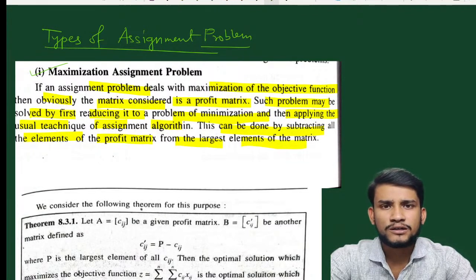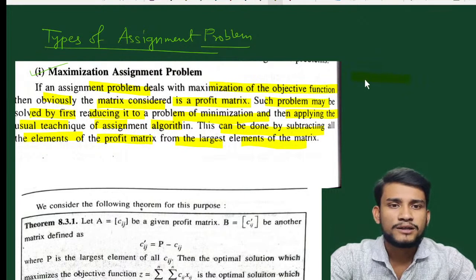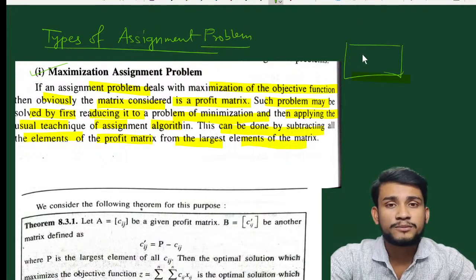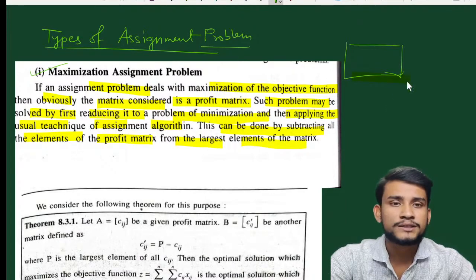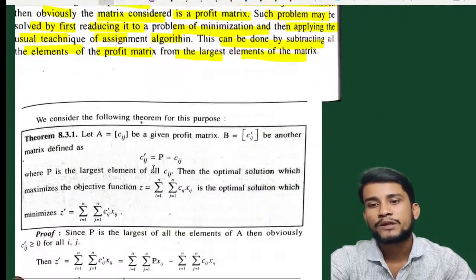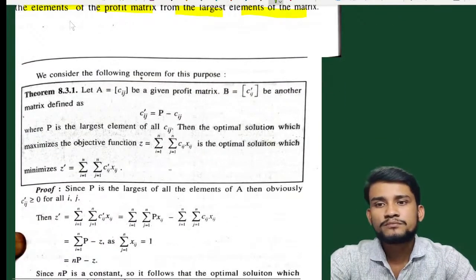That means if there is a profit matrix and a maximization problem, then we first convert it to the minimization problem, that is a cost matrix, and then solve it by the usual algorithm. Here is one theorem.